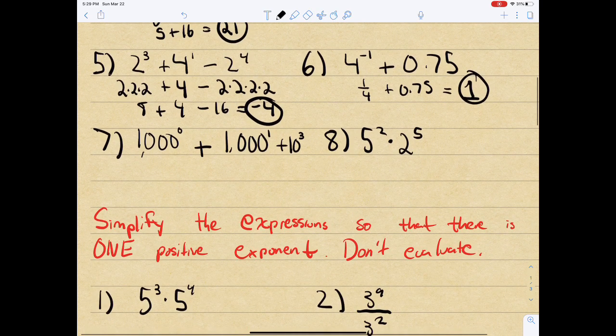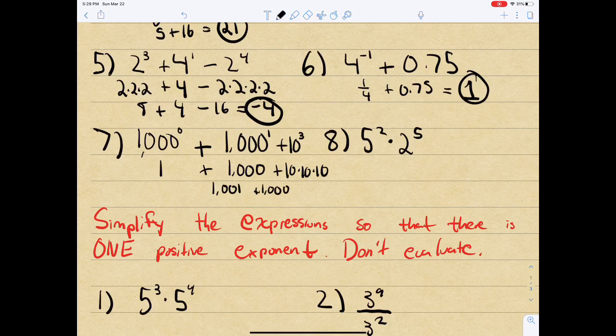And then we'll have 1,000 to the 0 will be 1, plus 1,000 to the 1 is just itself, 1,000. Plus 10 cubed is 10 times 10 times 10. So this will be 1,001 plus, well, 1,000 again. 10 times 10 times 10 is 1,000. That'll equal 2,001. And then finally, this one, 5 squared.